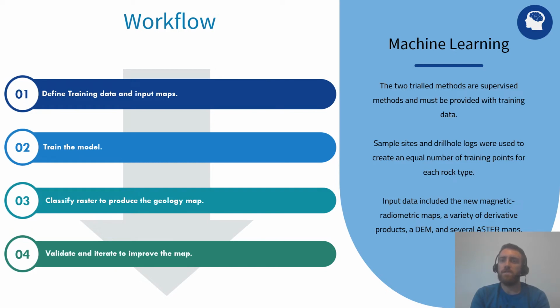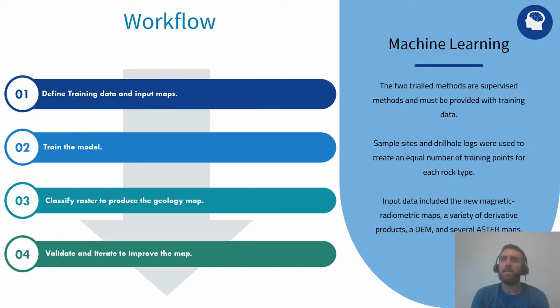Then we look at this geology map and we validate it. We say, is this geologically reasonable? Does it match the geology we know about? So if we've got areas that are well mapped, is this reproducing those well mapped areas? And would it make sense in 3D? Can you draw a cross section through this map and it still makes sense?